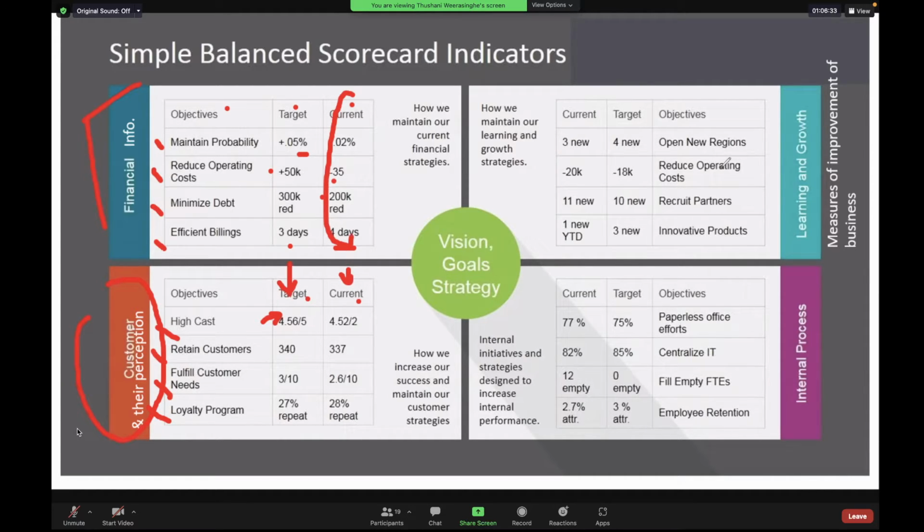And you have here the next part, which is learning and growth. So based on that you can go to the measurements of improvements of the business. So how are we going to improve our business? They have open new regions, reduce operating costs, recruit partners, innovative products, and then accordingly you have targets. Can you understand this?